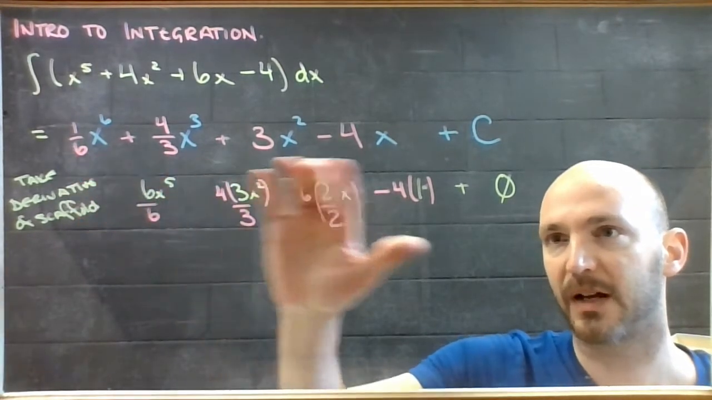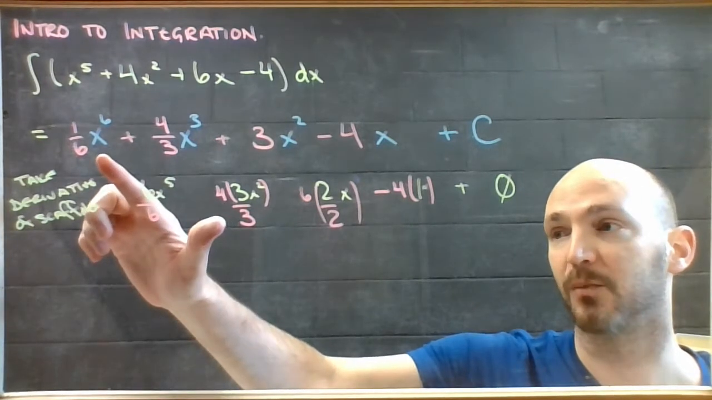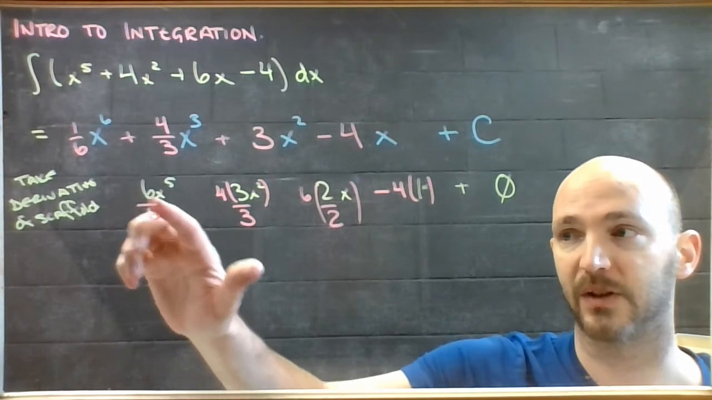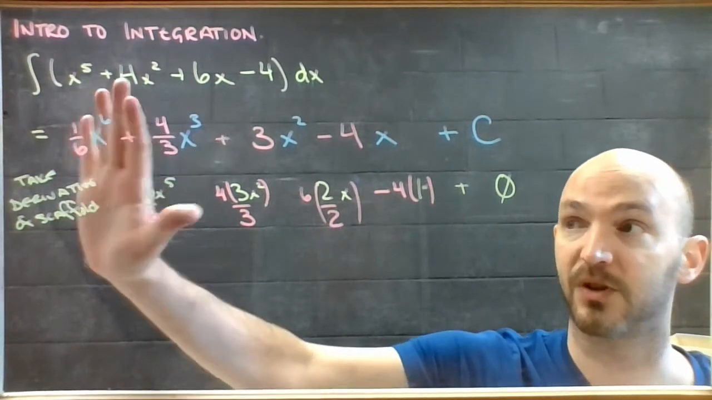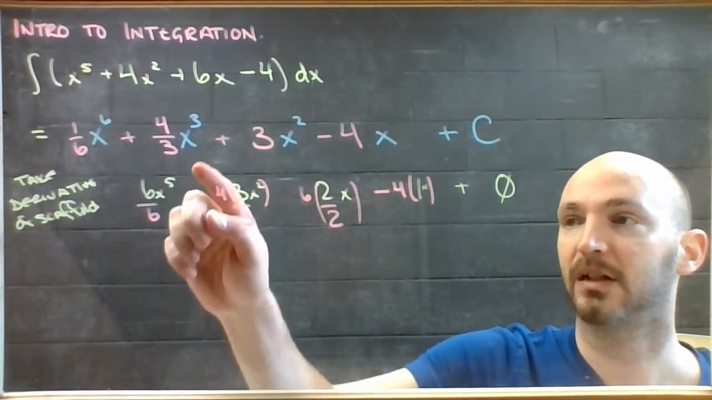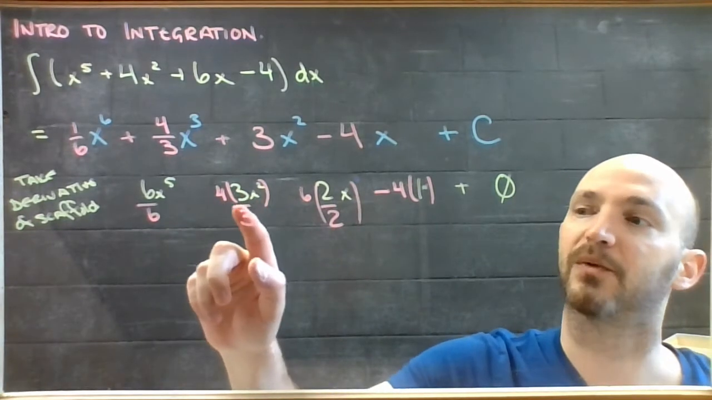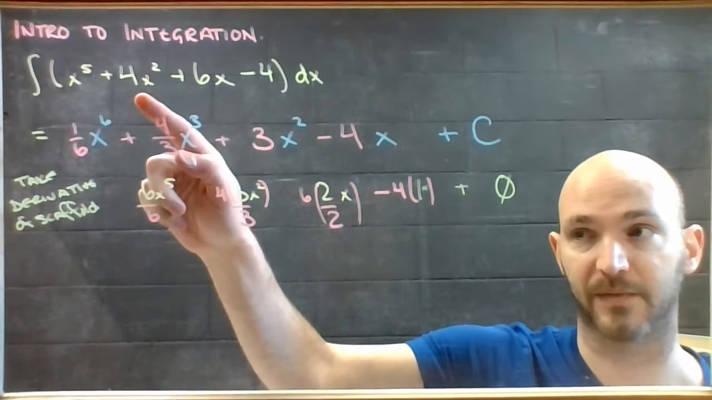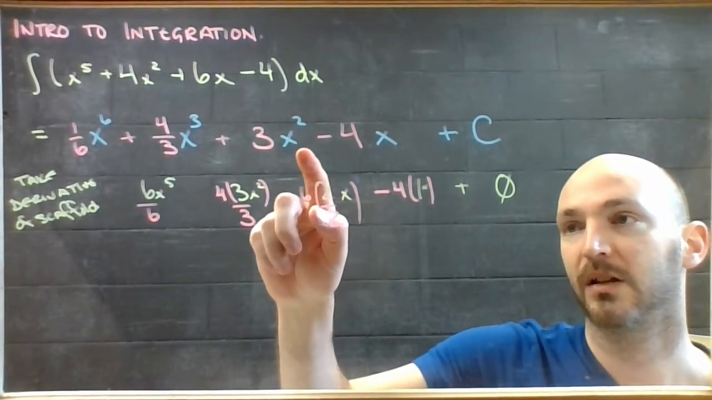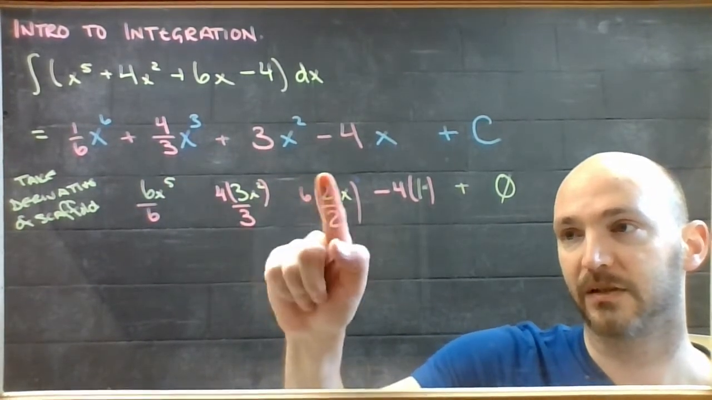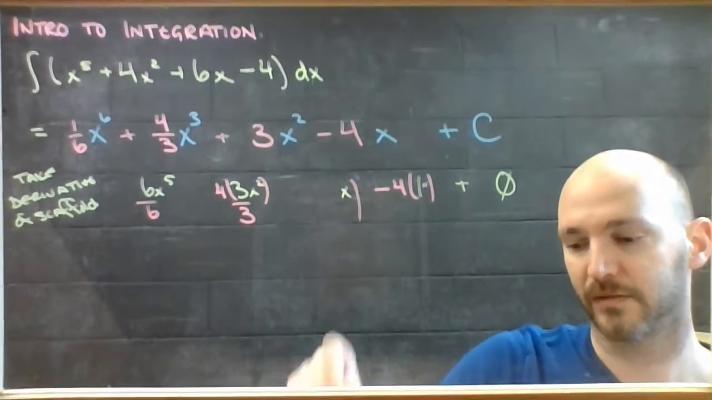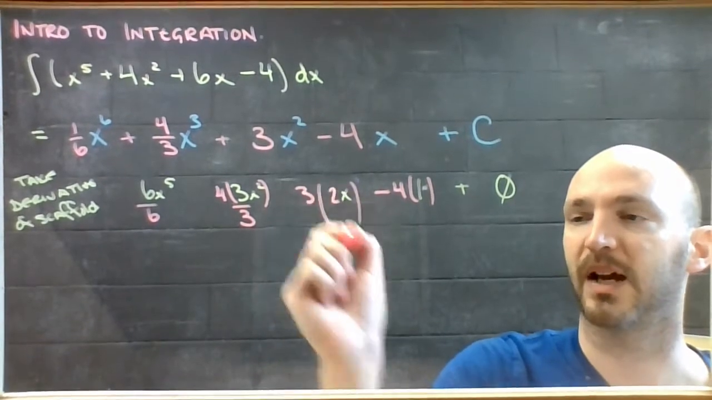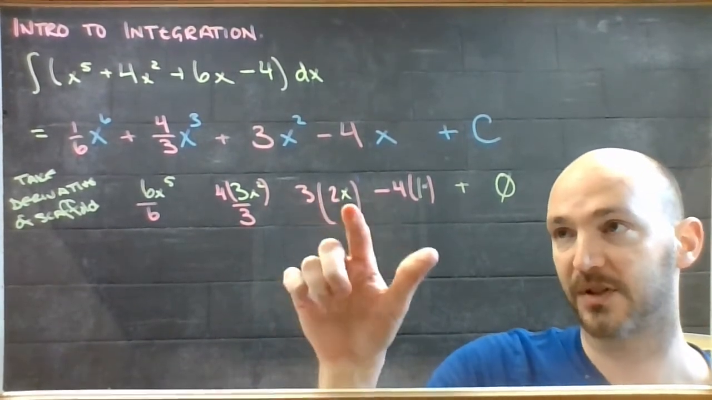So if this was my function, the derivative of the first term would be 1/6 of 6x to the 5, and if I divide those two things out, I'm left with x to the 5, which is what I'm supposed to have. 4/3 x cubed, drop the 3 in front, it eliminates the third in the bottom, 4x squared is what I'm after. This one would be, if I actually use the 3, 3 times 2x, 3 times 2x is 6x.